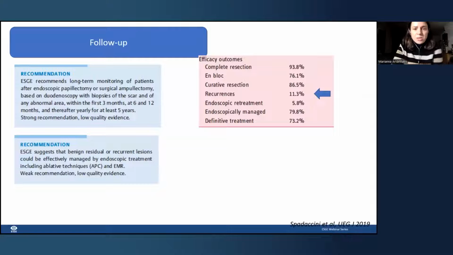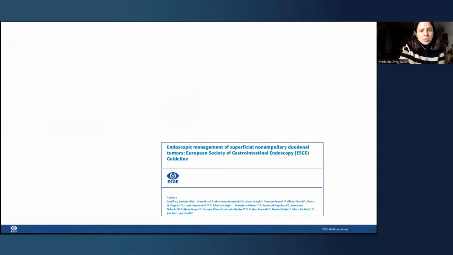Follow-up is important. We see the recurrence rate, and so it's within the first month, but after 6 and 12 months, and therefore yearly, at least for 5 years. And this is probably where even expert centers lack the good follow-up, because these patients come for the resection in an expert center and then they will go back to be followed. So it's very important to give instructions about the follow-up. And fortunately, we can still offer endoscopic treatment in case of recurrence.